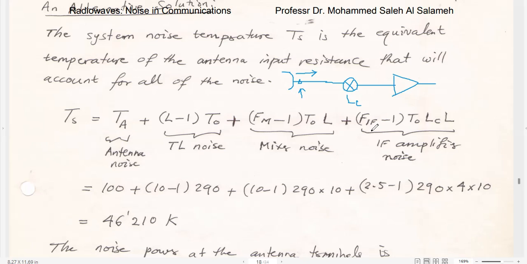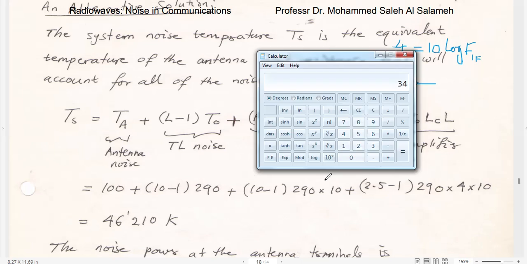F_IF is 4 dB. 4 dB is equal to 10 log F_IF, so log F_IF is 0.4, and 10 to the power 0.4 is 2.5. So we put here 2.5, as you can see.